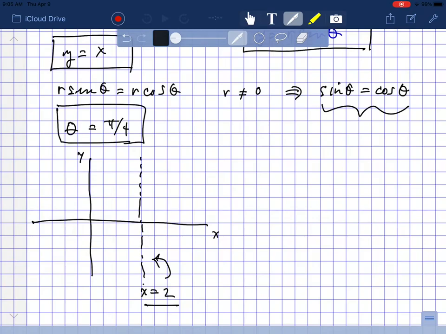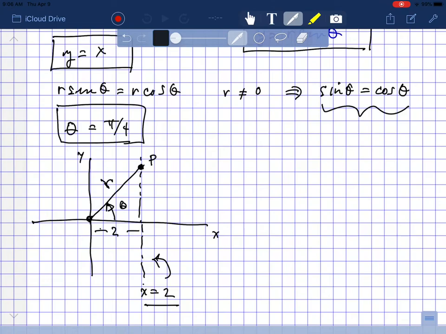Well, one way of doing that is as follows. I can take a point on this line and draw a line that connects the point to the origin. The distance between this point and the origin I'm going to call r. Let's call this point P. Since the point P is on the line x equal 2, I know that this horizontal distance here is 2 units, right? So what can I say about theta in here?